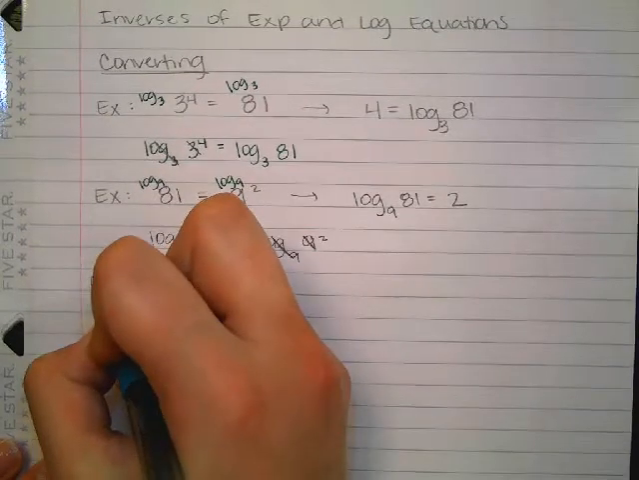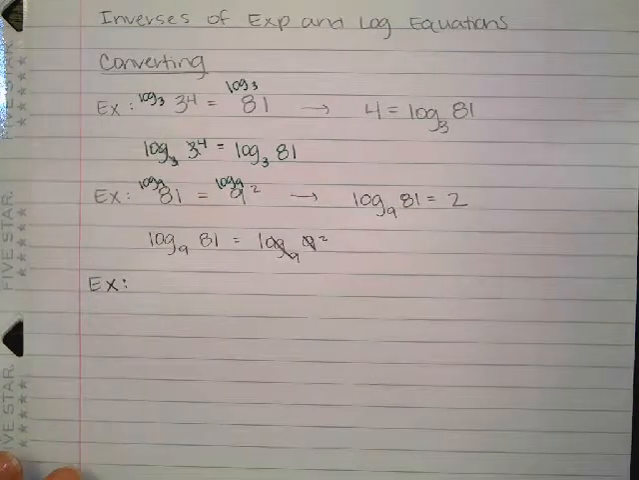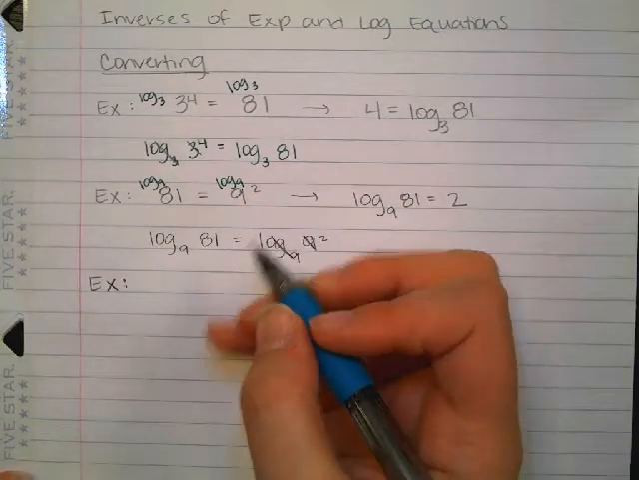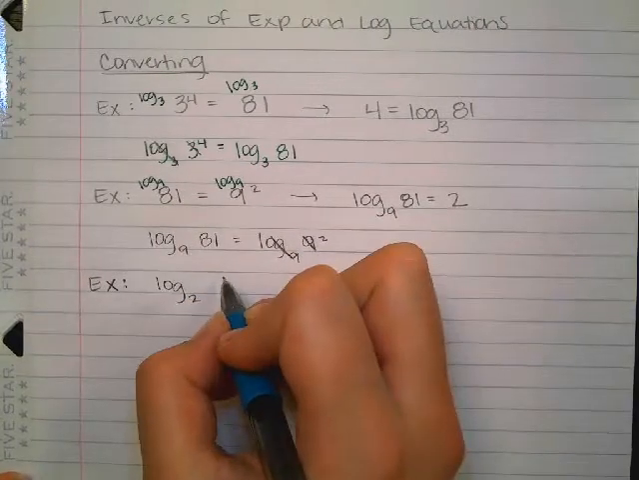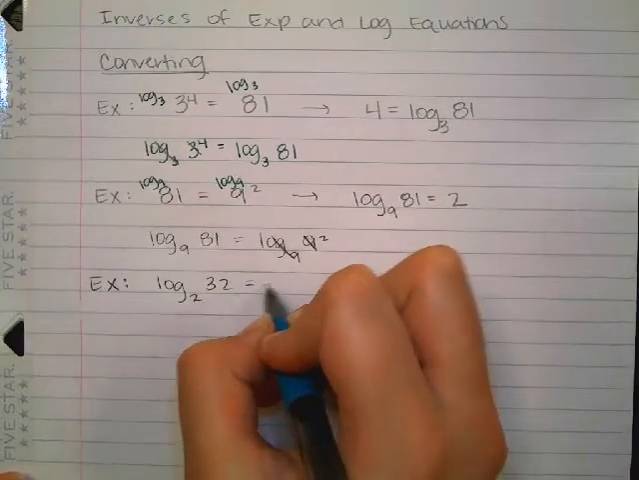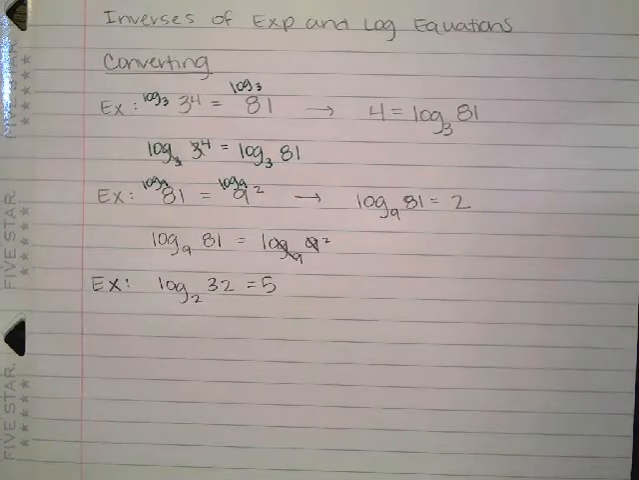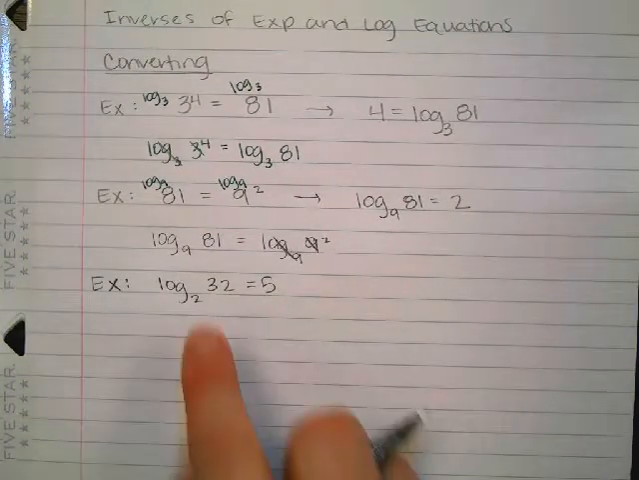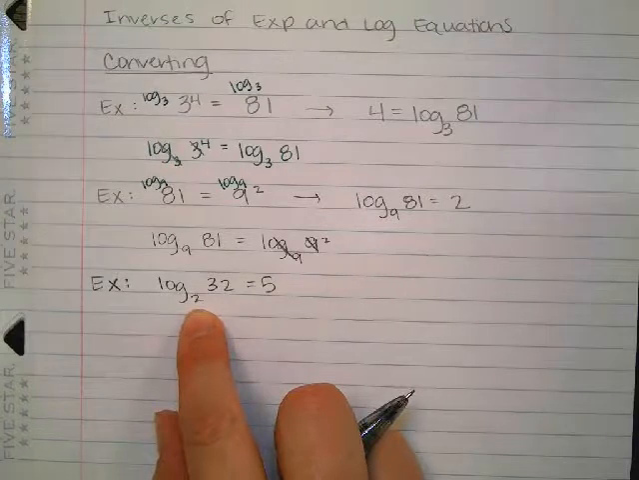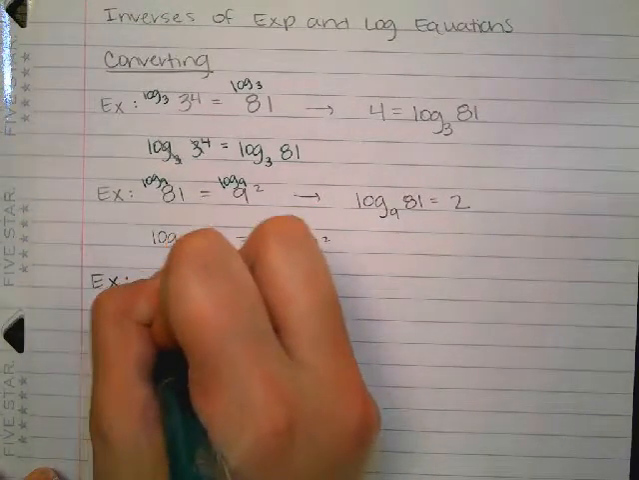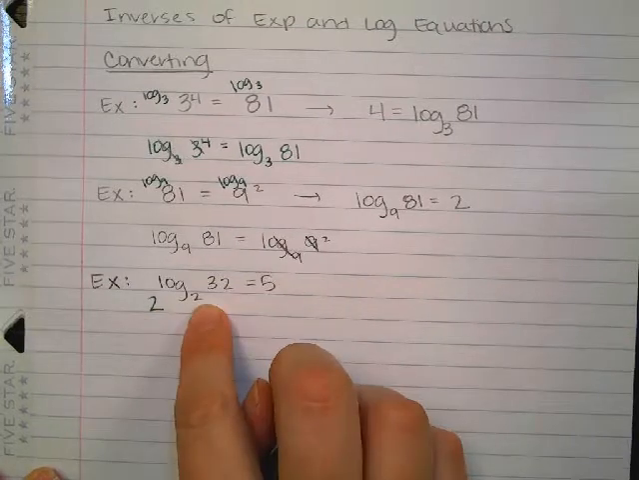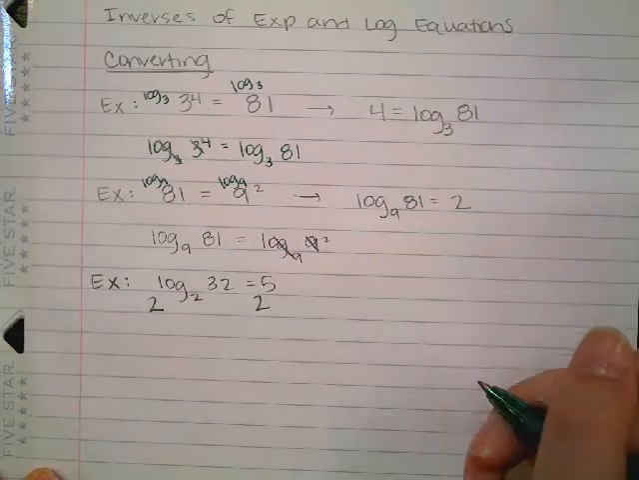And it also goes the opposite way. If I started off with something in log form, I could say I have log base 2 of 32 equals 5. To convert it into exponential form, I want to start with the base, and this has a base of 2. So I'm going to make it an exponential on each side: 2 to the log base 2 of 32 equals 2 to the 5th.